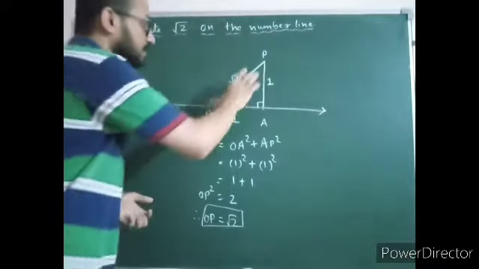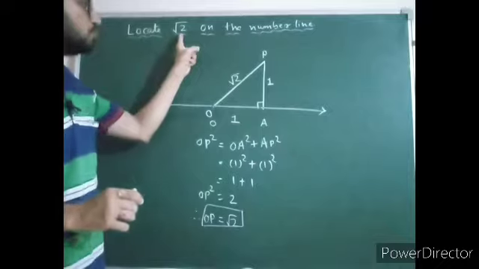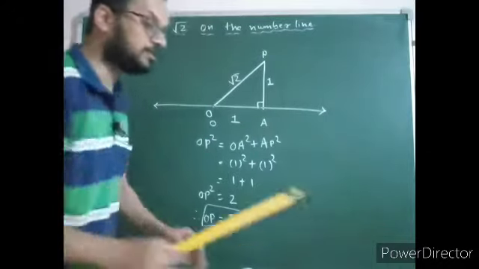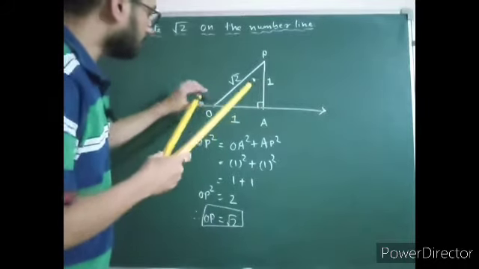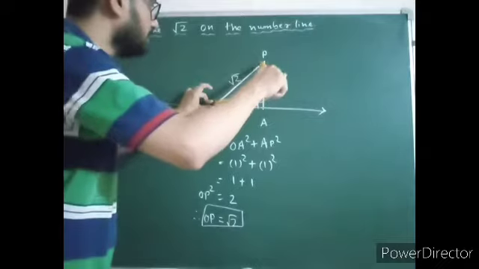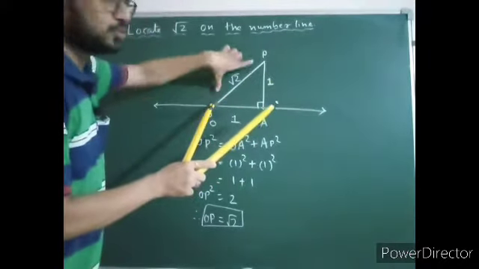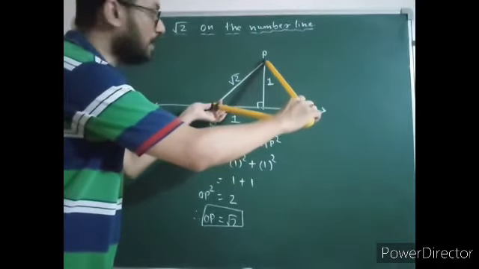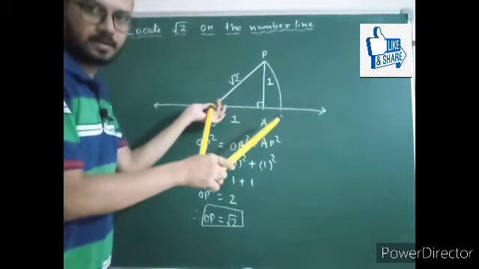Now this is the length of the hypotenuse, but we want to locate this root 2 on the number line. Now how to locate it on the number line? For that we can use a rounder. Using this rounder, we have to take O as the center and OP as the radius. We know that the length of OP is root 2, therefore this radius will be root 2. We have to draw an arc this way on the number line.